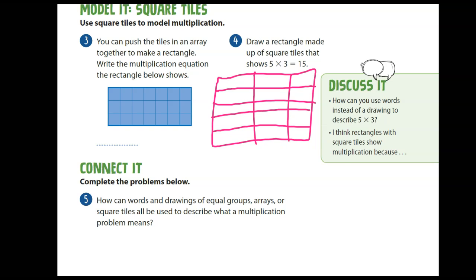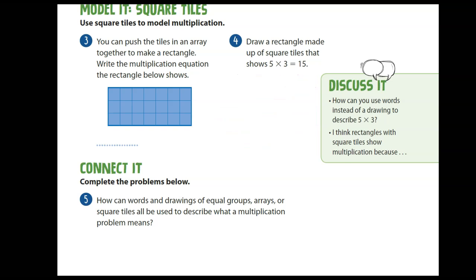That's all it says for number 4. It says draw a rectangle made up of square tiles that show 5 times 3 equals 15. I'm done. That's all you have to do. Look at number 5 and 6. Let's do that.